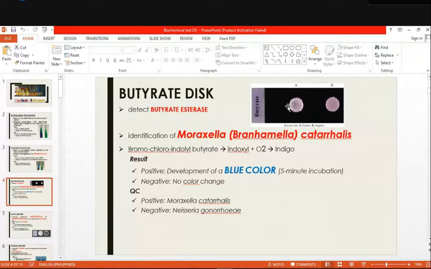So that if we are sure again, we get back our gram stain and then we get back our colony morphology and somehow medyo hindi tayo solve dun sa result ni butyrate disc, we can always repeat the butyrate disc test using now a larger inoculum. Okay, so again, we have our positive and negative control. Positive is our Moraxella catarrhalis, which we are trying really to identify with the use of this test. And negative is Neisseria.